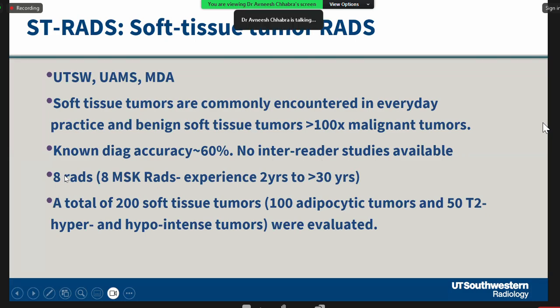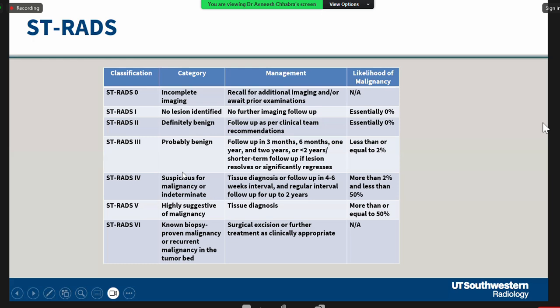So we had 8 radiologists, MSK ones, and the experiences ranged from 2 years to 30 years. So one had almost 40 years of experience from MD Anderson. A total of 200 soft tissue tumors were tested, 100 fatty tumors, 50 T2 bright, and 50 T2 black. So similar scale as you saw, similar recommendations, nothing different, but it applies to soft tissue tumors and similar percentages.